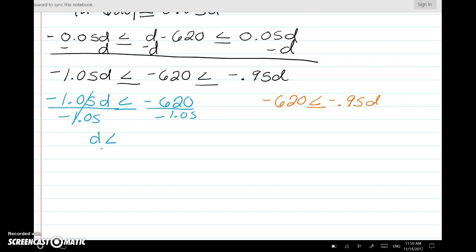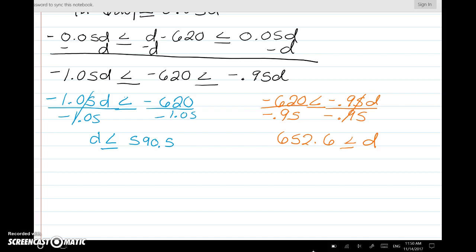I'm left with D is less than or equal to 590.5. When you just use your calculator, you'll see the rounding better. And on the other side, I'm going to divide both sides by negative 0.95. And I get 652.6 is less than or equal to D.